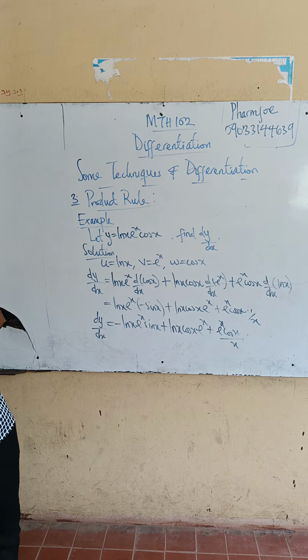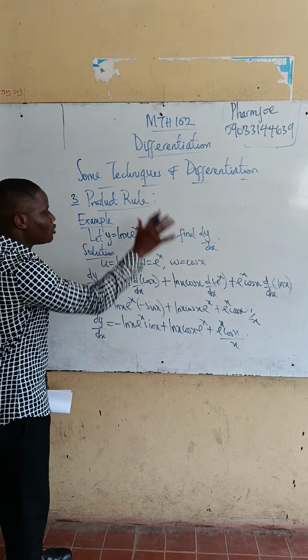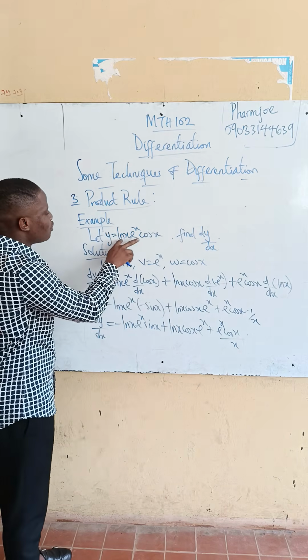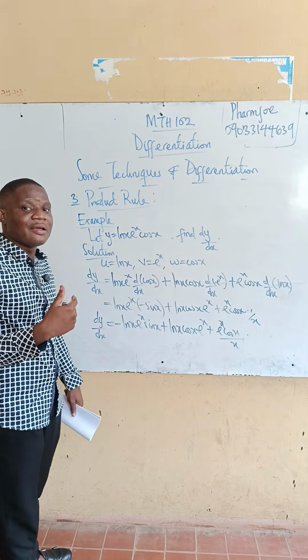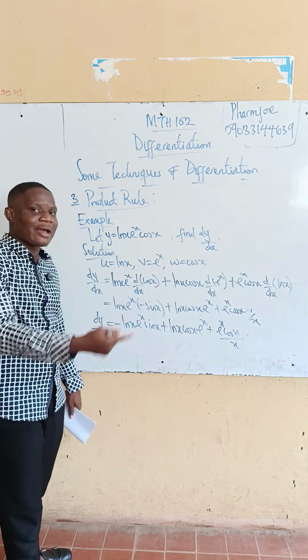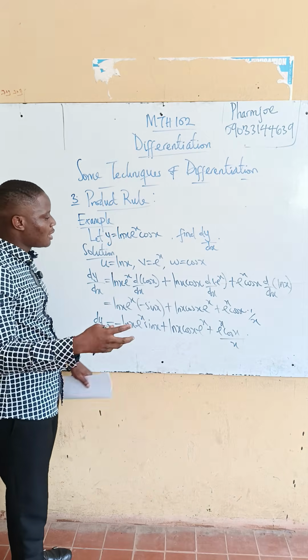So this is what our final answer should look like. This is all about the product rule, because those functions are matched together by product, and if you want to differentiate them, you differentiate one at a time. You don't match them together, one at a time.